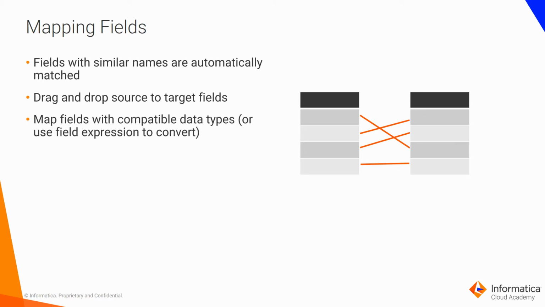You can also use a field-level expression to convert the data type, and this is something that will be discussed in a later module. After you have mapped all fields, there is a button to validate the mapping and check for any errors. You should always do that before saving and running the task.